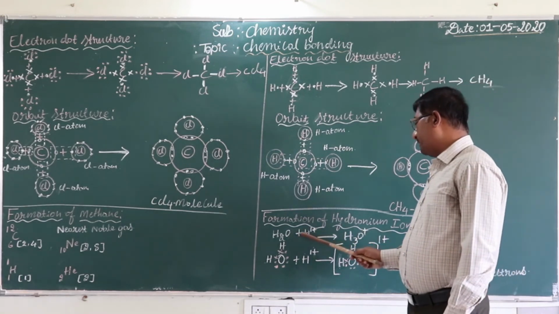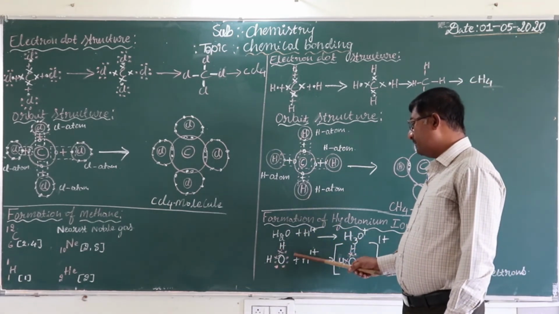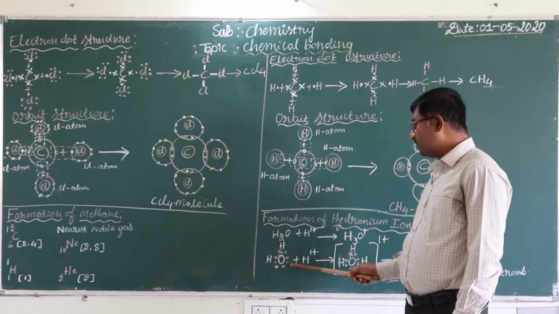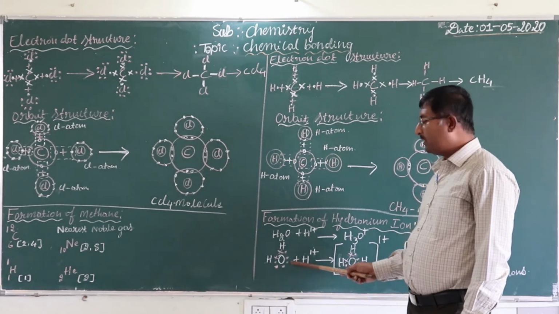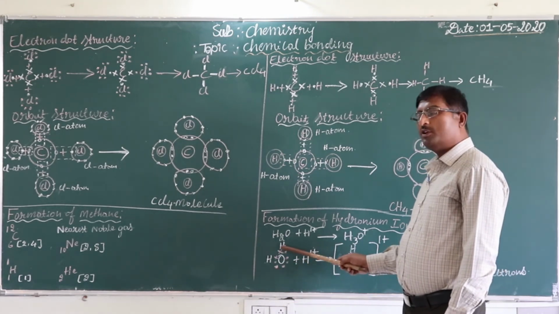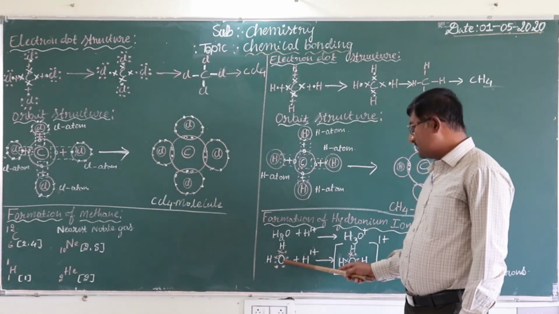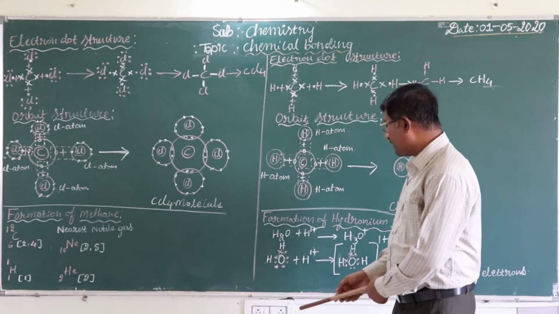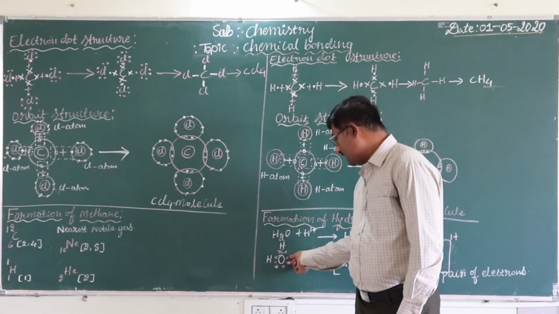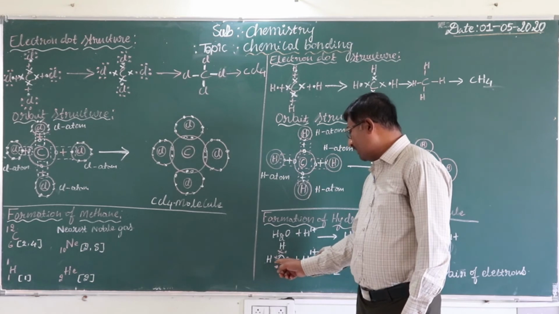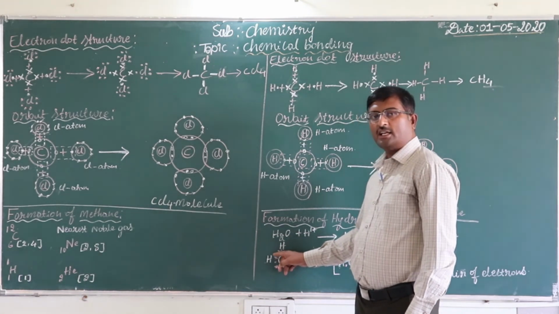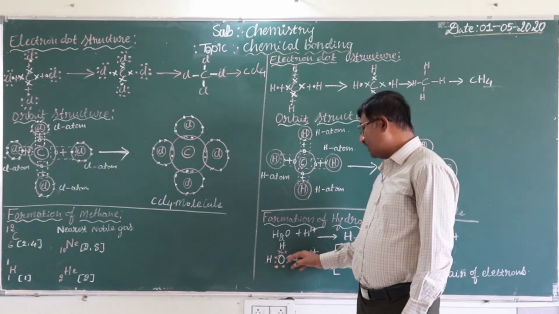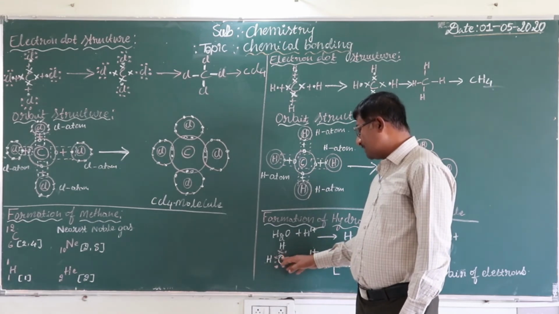Now while writing the structure of hydronium ion, first we have to write the structure of the water molecule. The atomic number of oxygen is 8. In the outermost orbit 6 electrons are there, so 6 electrons we have to write. Here 2 electrons, here 2 electrons, here 2 electrons, here 1. The X I have written is the electrons belonging to hydrogen, and the dots are the electrons belonging to oxygen.